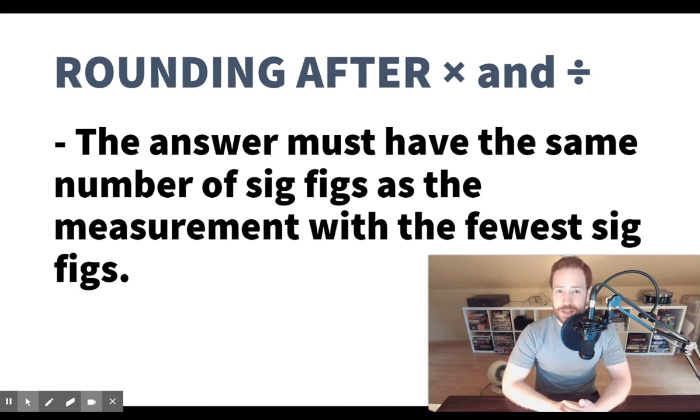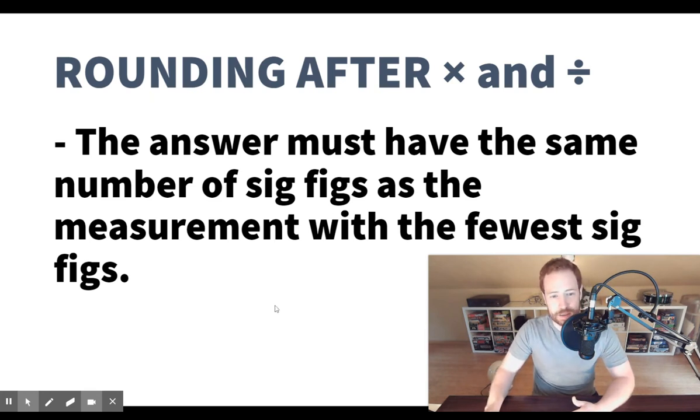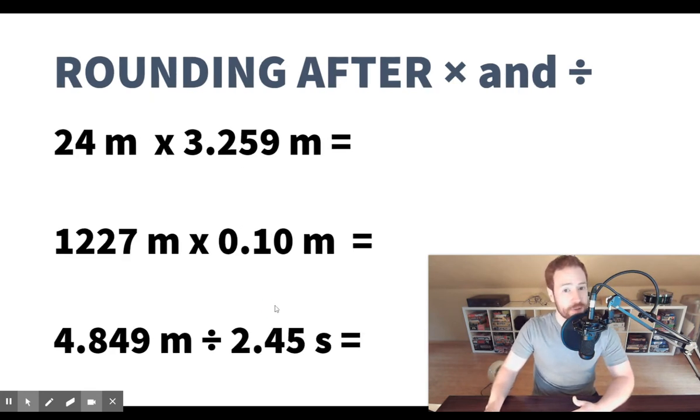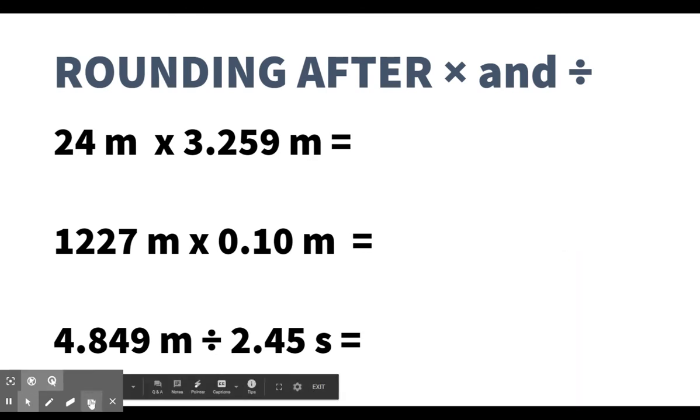Let's do the multiplication and division rule first. When you either multiply or divide numbers, the answer that you keep must have the same number of significant figures as the original measurement with the fewest significant figures. Feel free to pause the video if you need to finish writing that down. But let me give you some examples to hopefully help this make a little bit more sense.